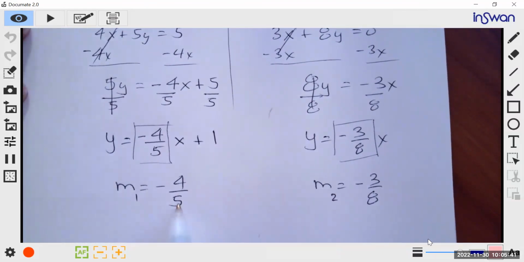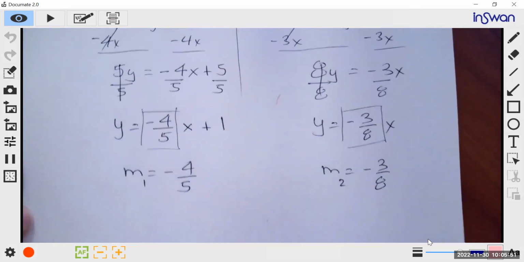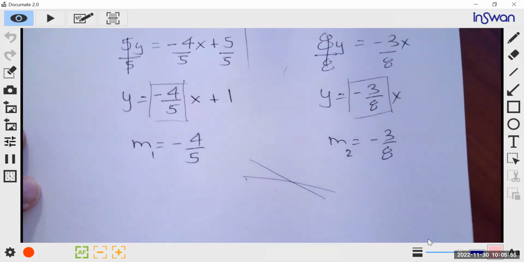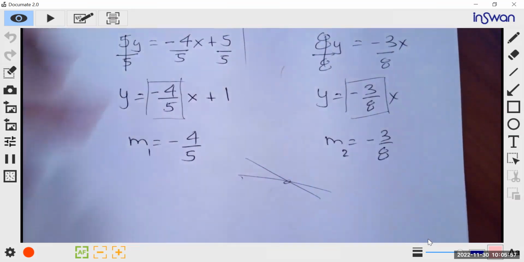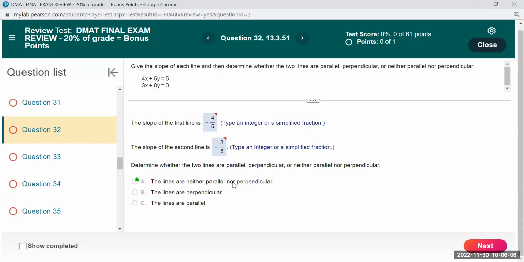They're not parallel, because they're not the same. They're not perpendicular because they don't have opposite signs and are not flips of each other. So it's neither. These two lines will meet at some point. They'll have one solution. So this one is neither perpendicular nor parallel.